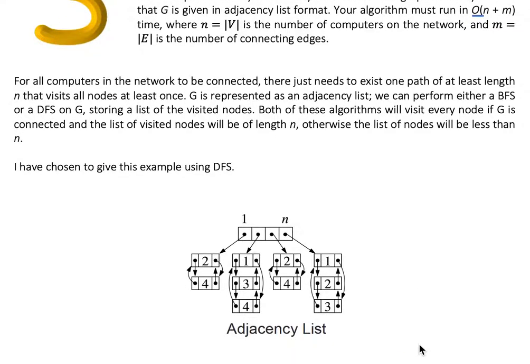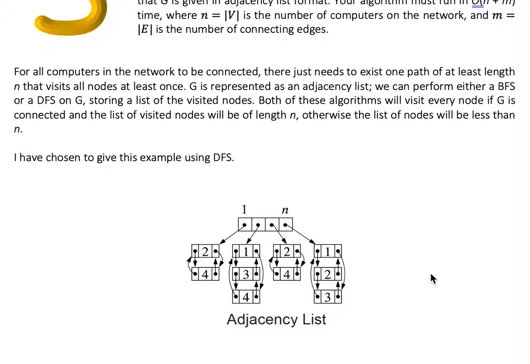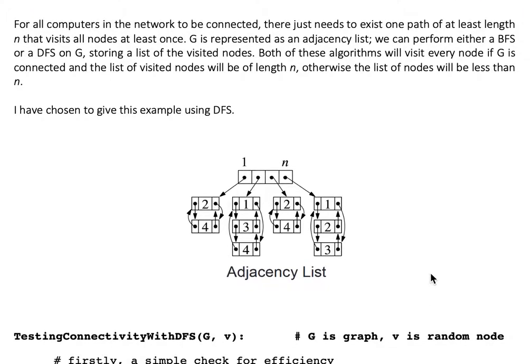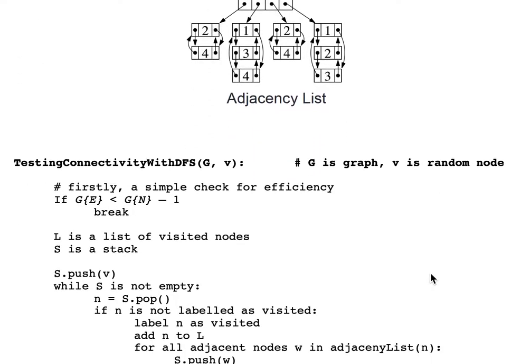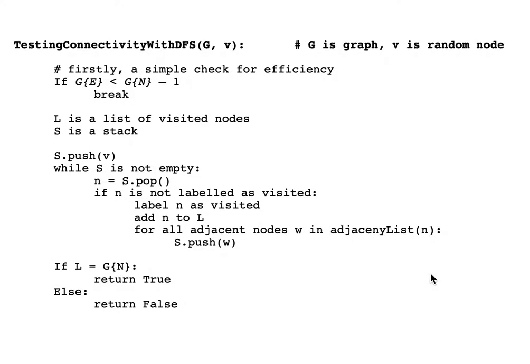Breadth-first search and depth-first search will visit every node in a graph only if the graph is completely connected. If there is some node or nodes that are not connected to the rest of the graph, this will be left out. So a normal breadth-first search or depth-first search can be used to test for connectivity. I've used depth-first search as my example.